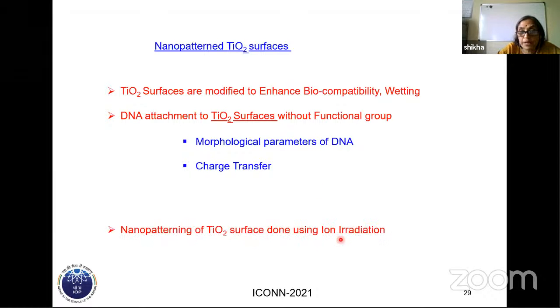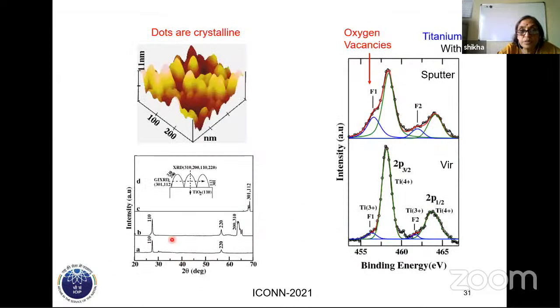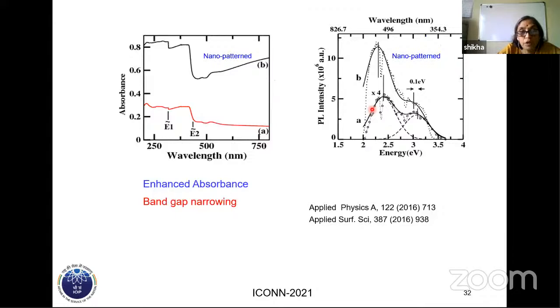So again, the nanopatterning has been done using ion irradiation, and these are what the surfaces look like. They have nanostructures, and the size of the nanostructures is of the order of 50 nanometers. These are crystalline TiO2 dots, and they also have oxygen vacancies. They also show higher photoabsorption and PL behavior.